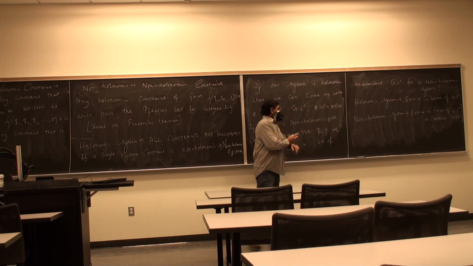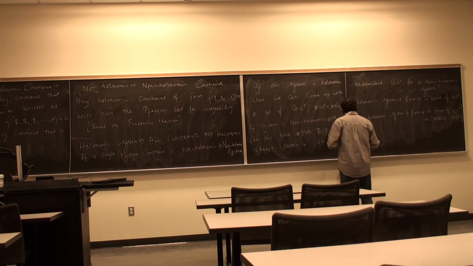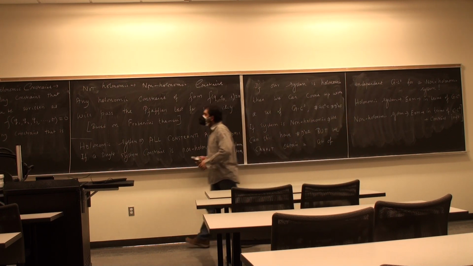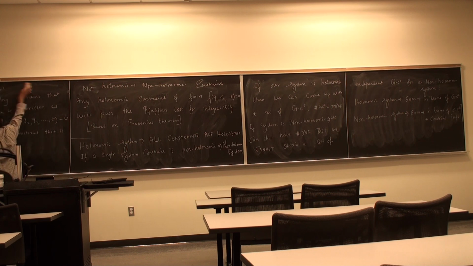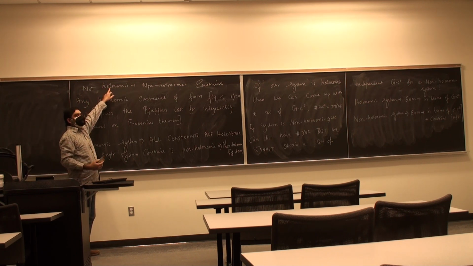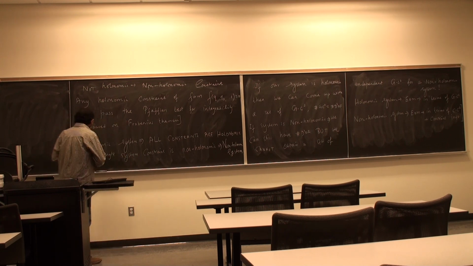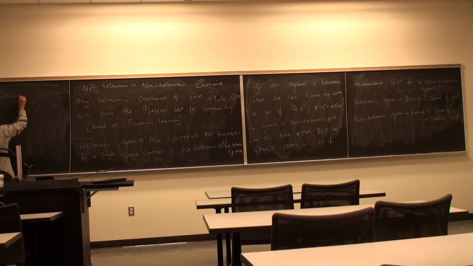You can also classify constraints in two ways. Let me maybe write it there. The word holos in Greek means position. Non-holos means non-position. That's where the holonomic comes from. The other classification of constraints is rheonomic and scleronomic.